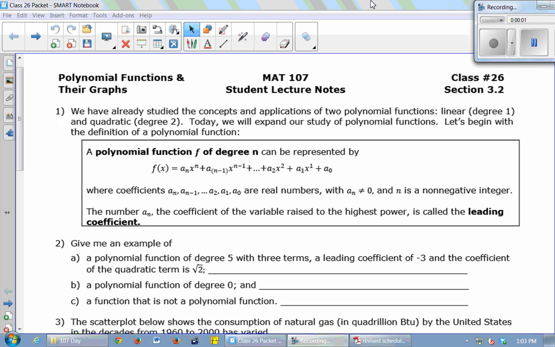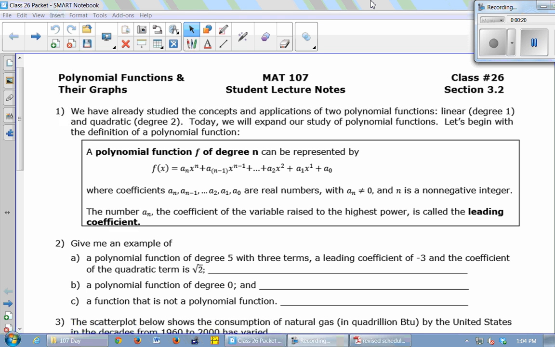Today we're going to start talking about polynomial functions and their graphs. We have already studied the concepts and applications of two kinds of polynomial functions. Linear functions and quadratic functions are both subsets of a larger class of functions called polynomial functions.